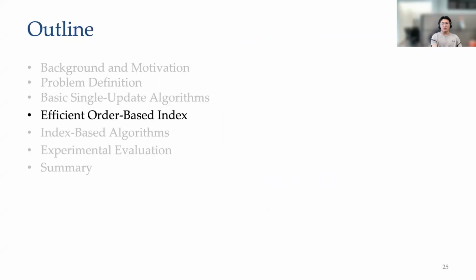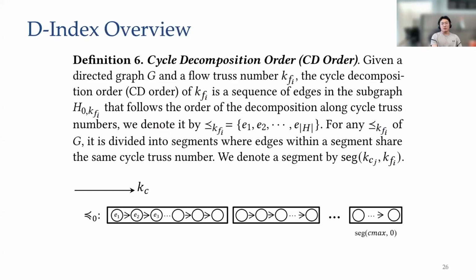Next, we present our efficient order-based index, which can perform batch updates. We present the index design first, and then illustrate its rationale for maintenance. We propose an order-based index called the D-index, which can perform batch updates.